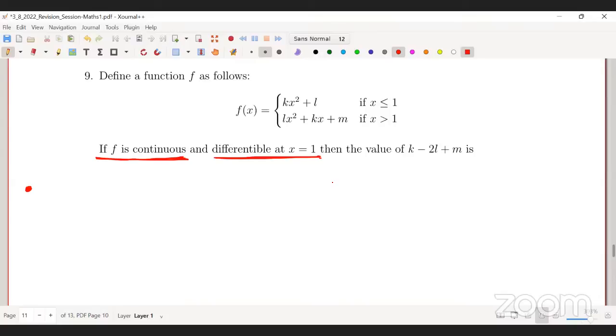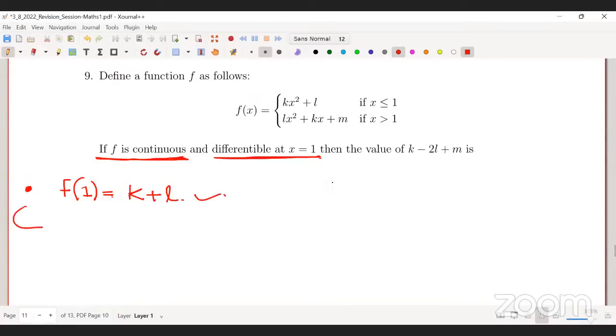So for continuity, what we need to do first is check whether it is defined or not. That value, f of 1, right? What is f of 1 here? Kx square plus L, so K plus L. So this is my f of 1.